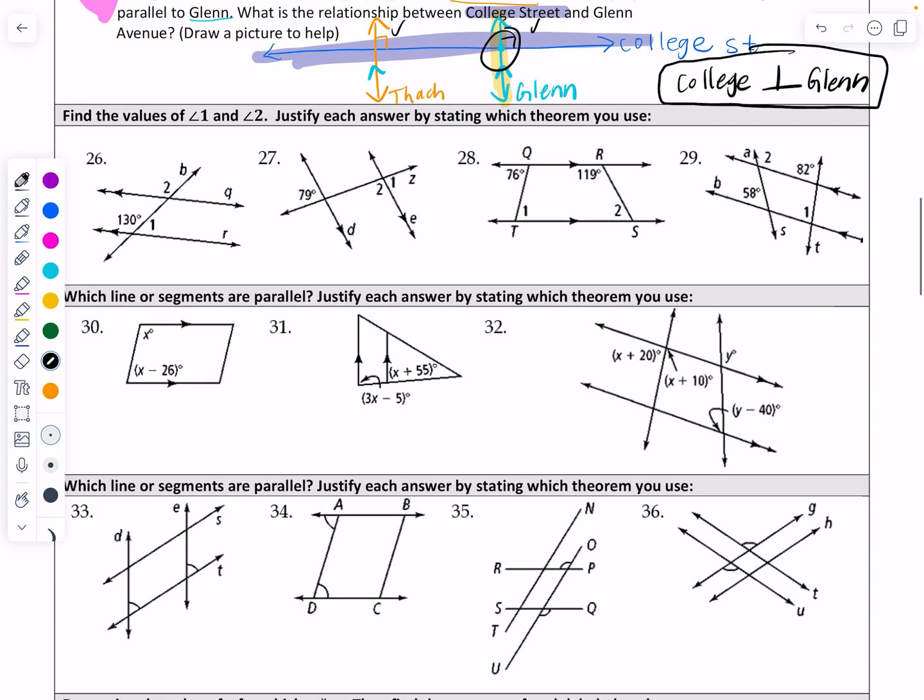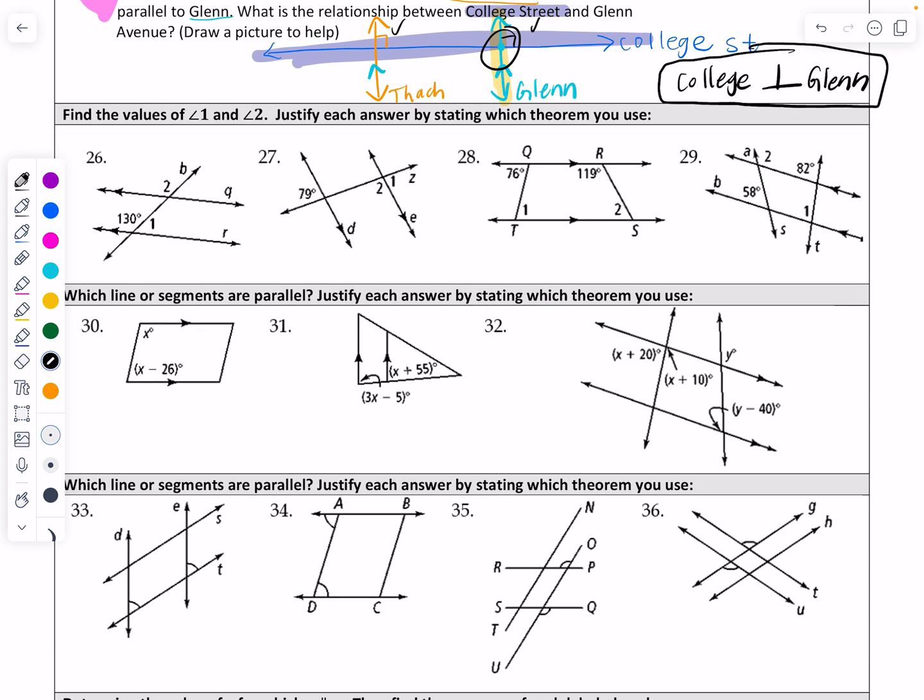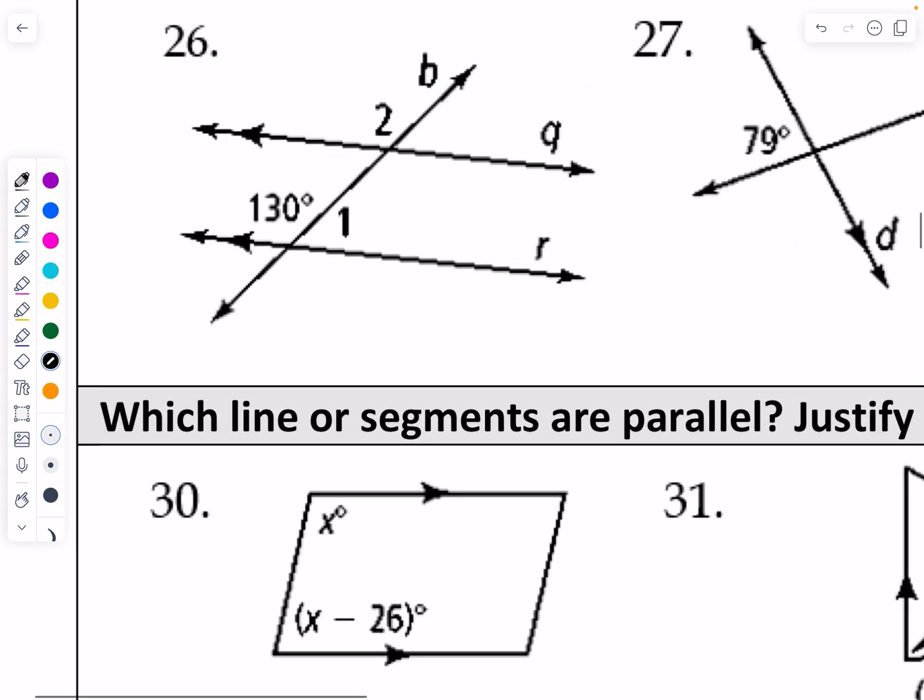All right, next section says, find the values of angle 1 and angle 2. Justify your answer by stating the theorem that you used. All right, so why, if these lines are parallel? We could not do this problem if I didn't know that these lines were parallel. So if Q is parallel to R, let's write that first. If Q is parallel to R, how do we know what angle 2 is?